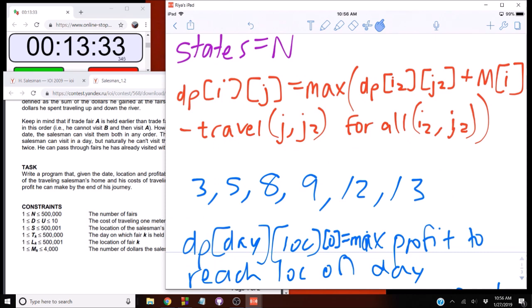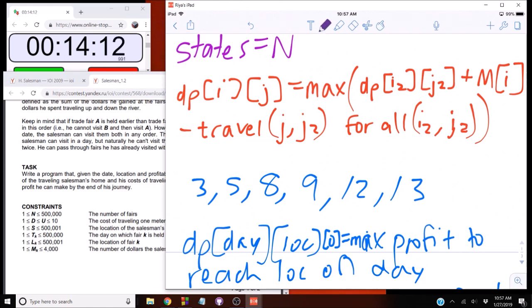DP[i][j] equals max DP. It's a good thing in red, right? So the thing is, we don't necessarily care about the previous day. We just care about the previous location, right? Because it's not like it takes us a certain number of days to travel. Seems like we're able to travel instantly, and we only care about the previous location and the current day, of course.